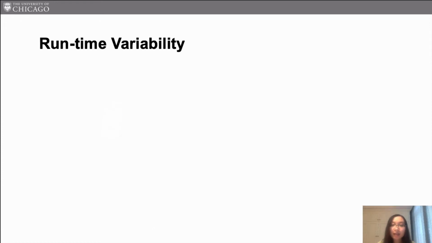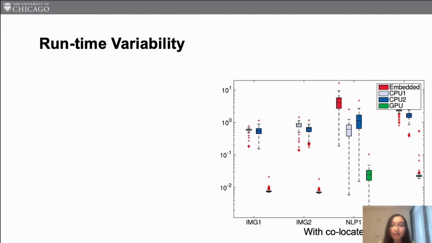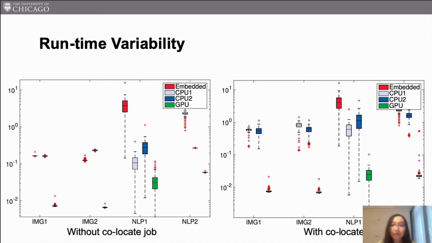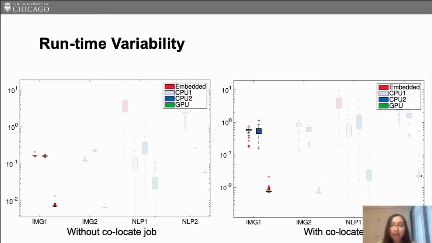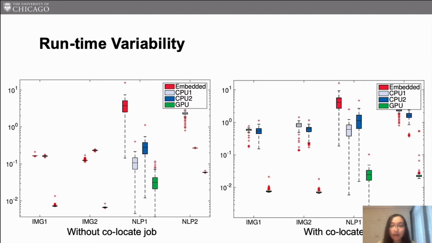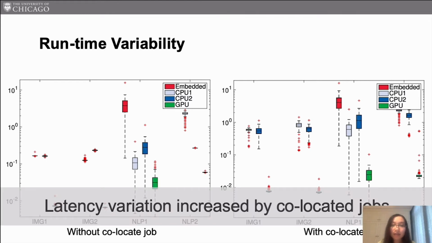We test how the latency varies across inputs, hardware, platforms, and with and without resource contention. For tasks like image classification, the latency variation is tiny across inputs without resource contention. When there is contention, the latency itself and the variation across inputs both increase. We see similar trends for other tasks. Then we claim that latency variation is increased by co-located jobs.